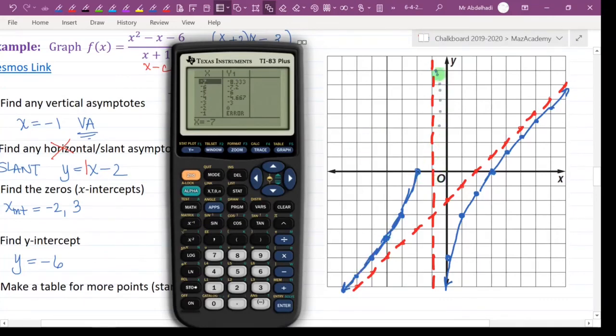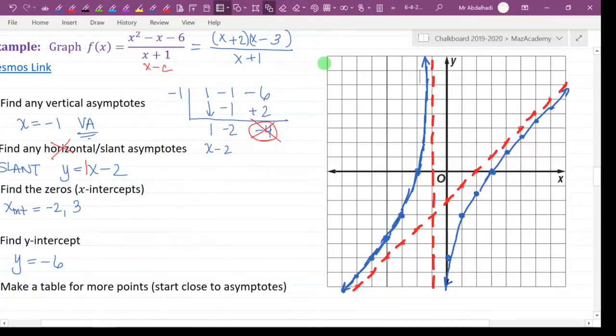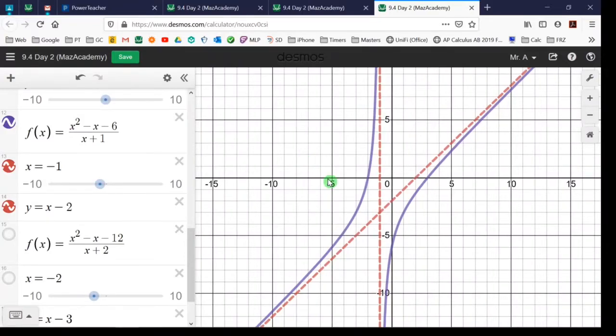And then on this side here, I could plug in some points between -1 and -2, like decimals. But you know what? Let's just know it's obviously going to asymptote and hug the asymptote on the way up here like that. And there we go. Let's just check this against Desmos. All right. Yep. Looks like we pretty much nailed it there.